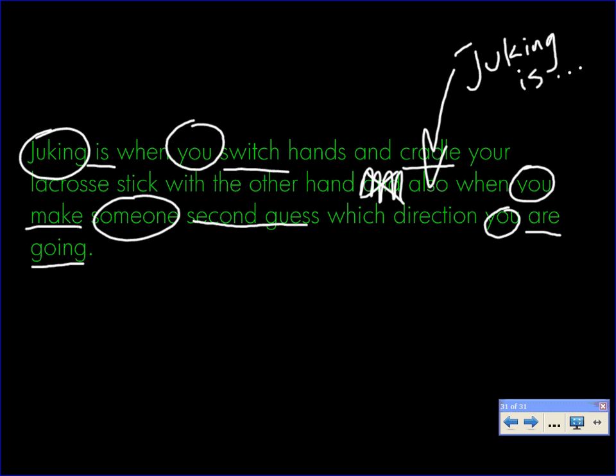Yeah. Juking is when you switch hands and cradle your lacrosse stick with the other hand. Juking is also when you make someone second guess which direction you are going. Can somebody help Heather eliminate the redundancy? Thank you. It is also when you make someone second guess which direction you are going. You could rewrite to say something like, you could also use juking to make someone second guess where you are going. Either of those works fine. But good, Heather, Mia, thank you very much. Any questions about the rambling sentence issue?